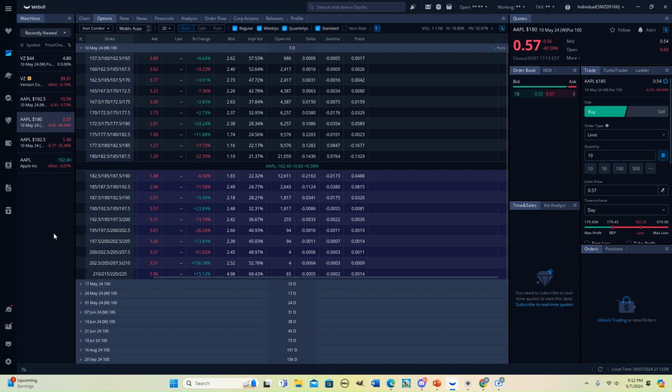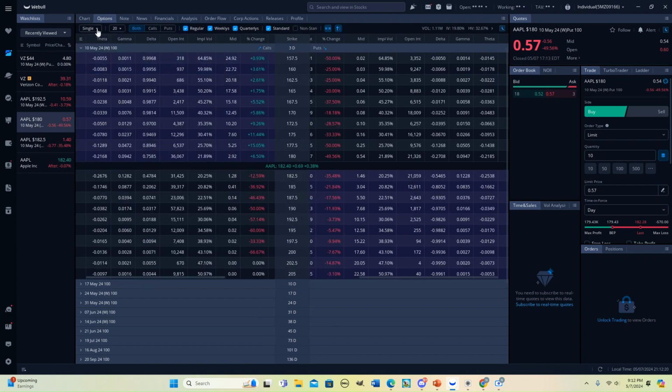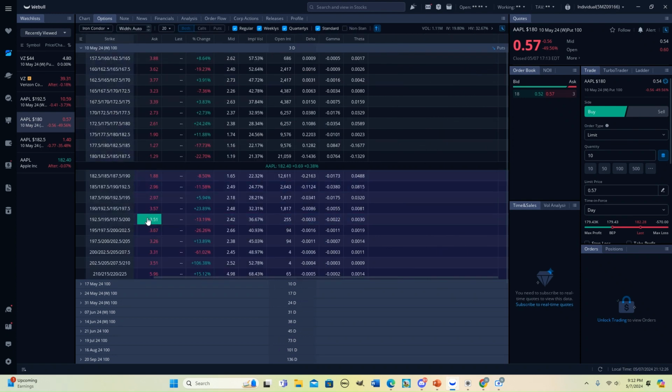So to hop right into it, you're going to open Webull and choose a stock. You're going to see this little button up here, and this gives you a ton of different options, trading strategies, right? So you have single option, straddles, strangles, butterflies, condors, etc. We're going to do an iron condor today. Like I said, Webull breaks it down for you pretty simply.